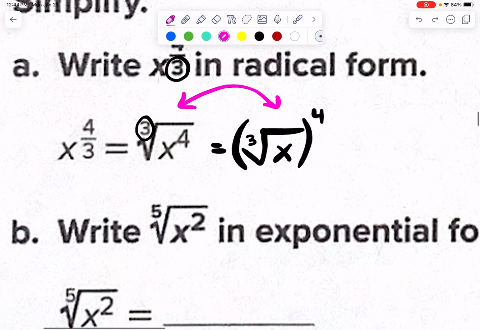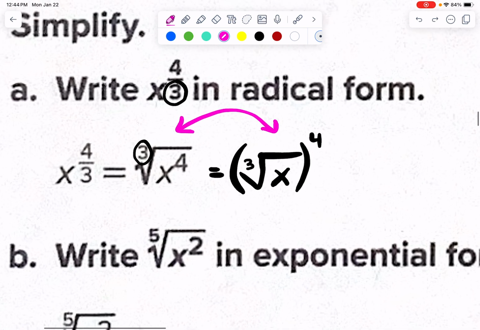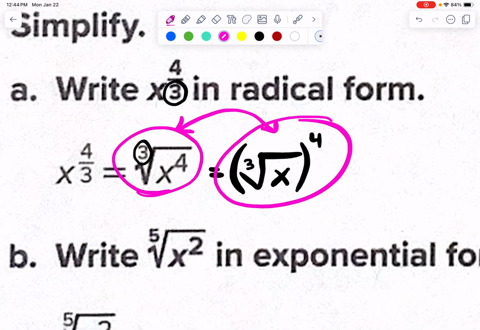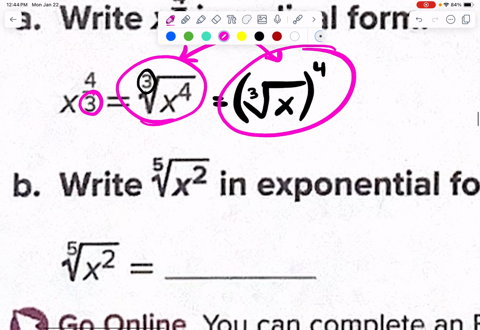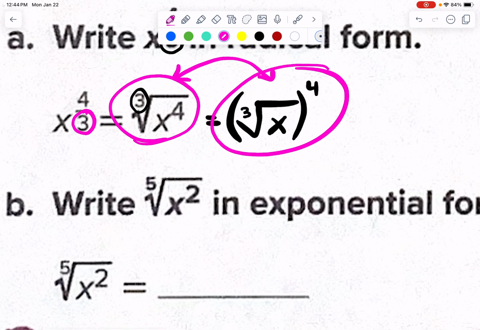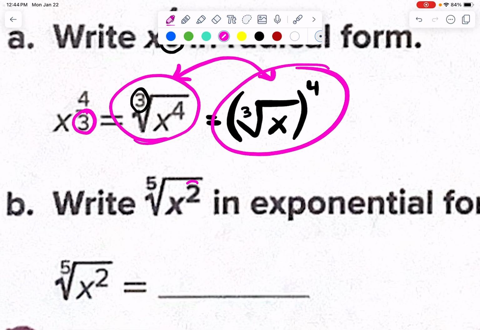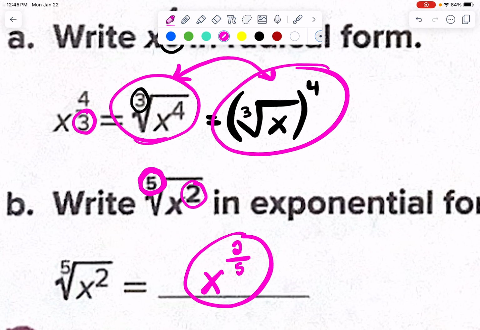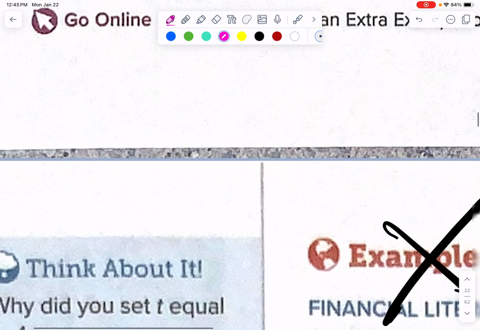Okay, so that is part A. You can either write it like this or you can write it like this, but the bottom number tells you the root, and the top number tells you the exponent, okay? Now this one, they want us to write this in fractional form. So the 2 is going to be my exponent, that's my top number. This is going to be my bottom number. So this is just x to the, again, the root is the bottom number, so the 5 goes here, and the 2 goes up there. So this is x to the 2/5 power, and that's what it looks like going back and forth between the two, okay? All right, we got a little bit left.